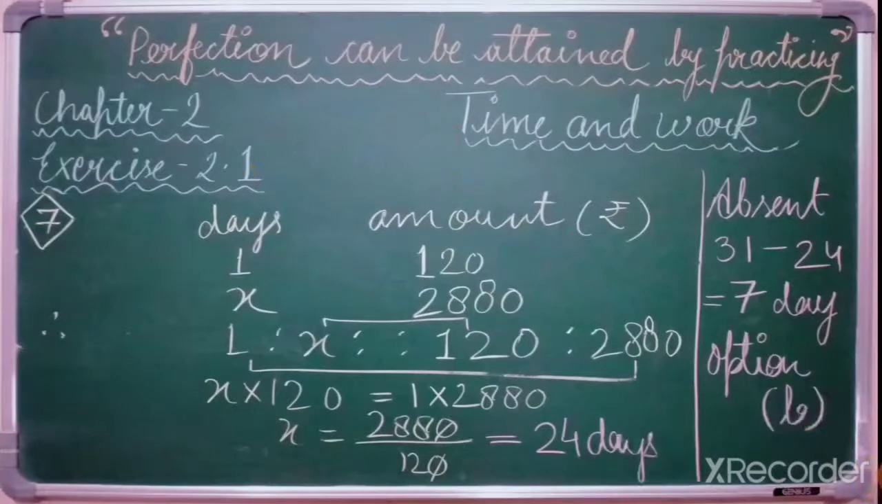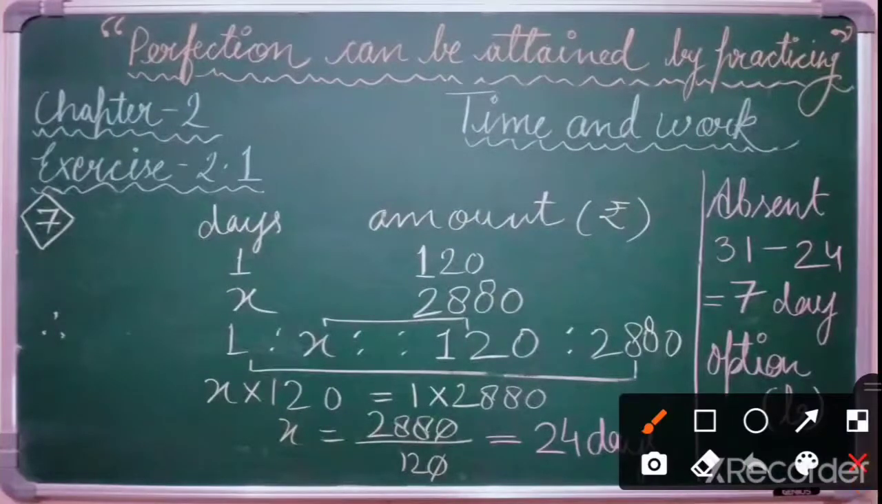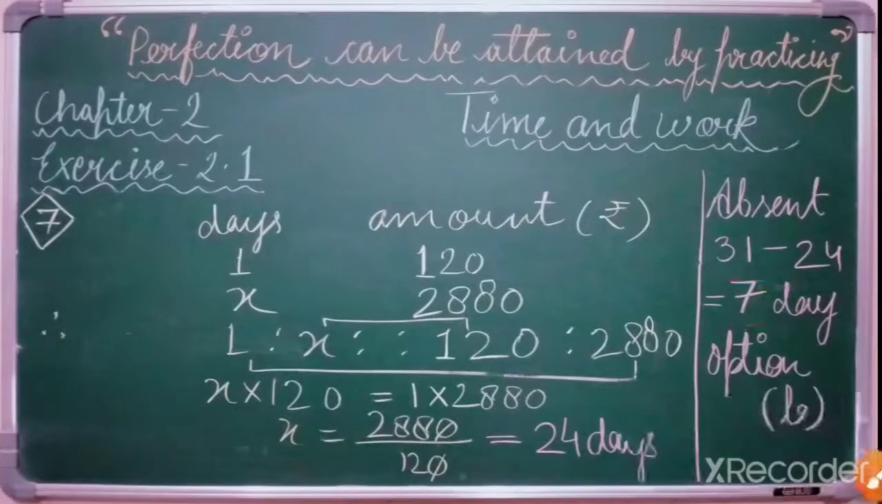But they are asking how many days he was not working, or for how many days he was absent. So to find this out, you need to put 31 minus 24. Why have we taken 31? Because they are talking about the month of January, and January has 31 days. So 31 minus 24 would be 7. So your option B would be your correct answer.